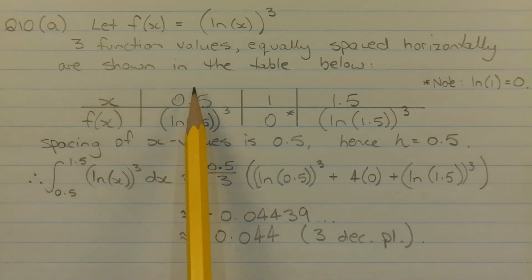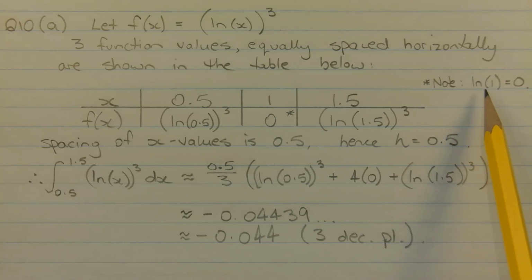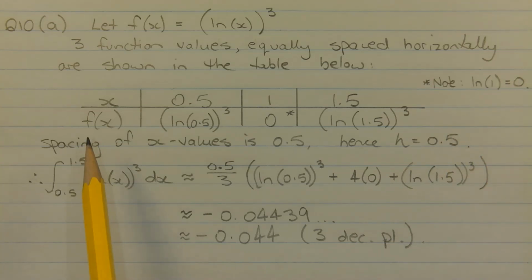Now when x equals 0.5, f of x is equal to ln of 0.5 in brackets to the power of 3. When x equals 1, now note that ln of 1 is equal to 0, so 0 to the power of 3 is equal to 0. So f of 1 is equal to 0, and when x is equal to 1.5, f of x is equal to ln of 1.5 in brackets to the power of 3.